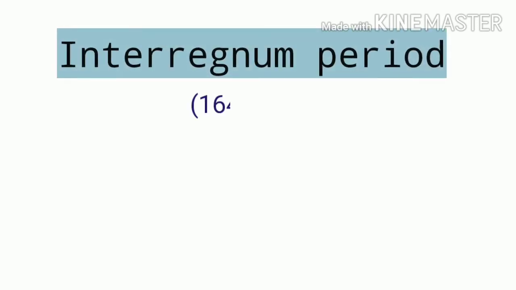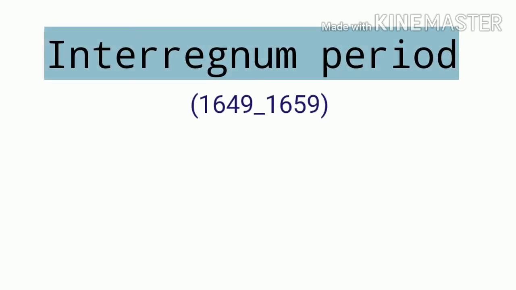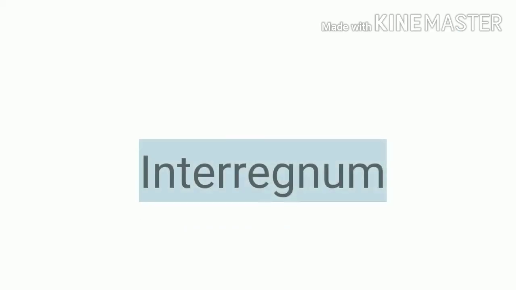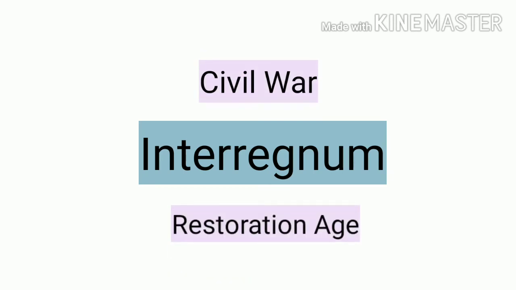Now let's quickly look at the Interregnum period, which runs from 1649 to 59. The period is dominated by the rule of Oliver Cromwell. Interregnum is a short period when Oliver Cromwell ruled England for a while as Lord Protector soon after the Civil War. But soon England was growing dissatisfied with the rigorous and strict Puritan rule under Cromwell. Cromwell died in 1658, leaving behind political instability and unrest. The term interregnum is used to describe the period between the Civil War and the Restoration Age.